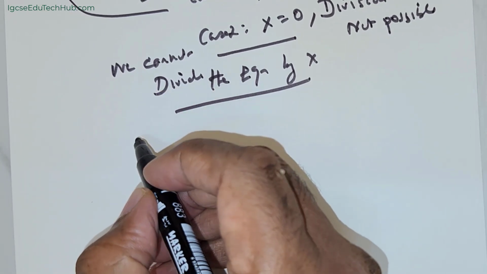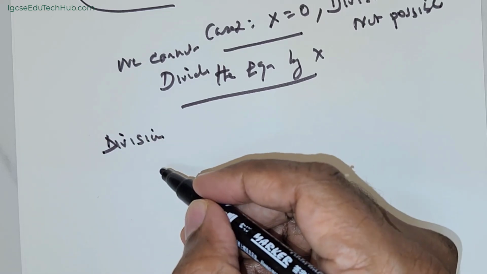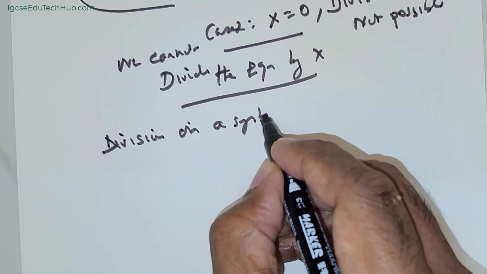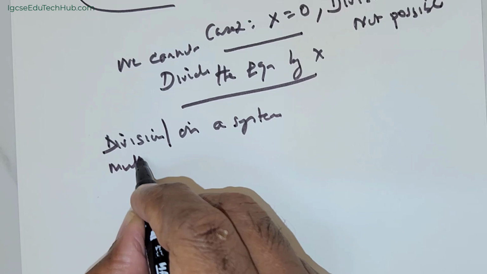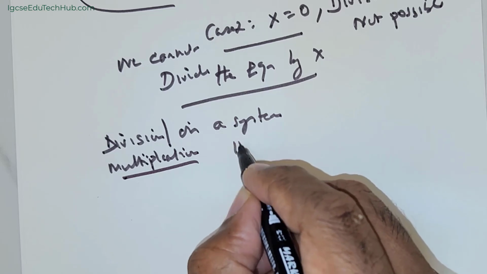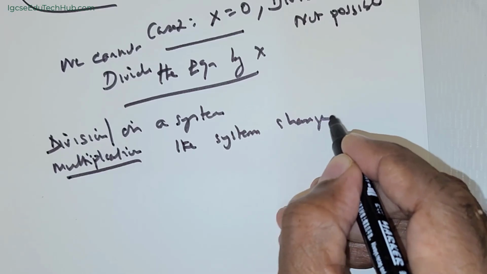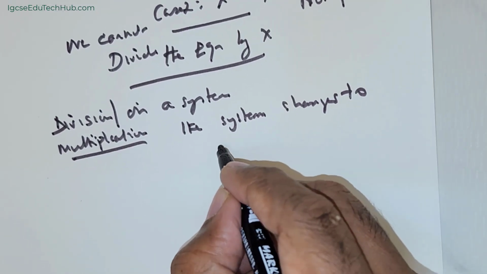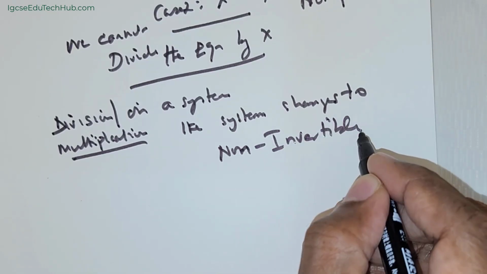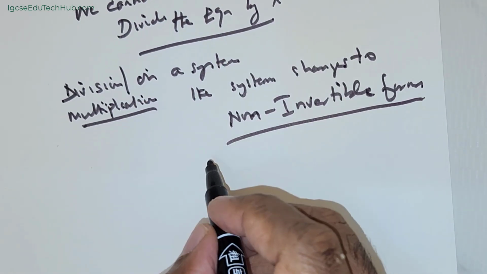Now another important note you have to know here is, whenever you use division or multiplication on a system, the system changes to a non-invertible form. So what do you mean by that? The meaning is you cannot go back to the original.